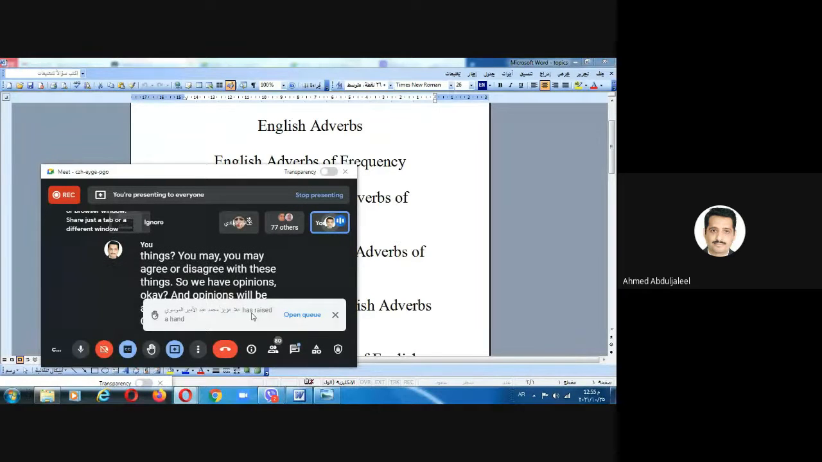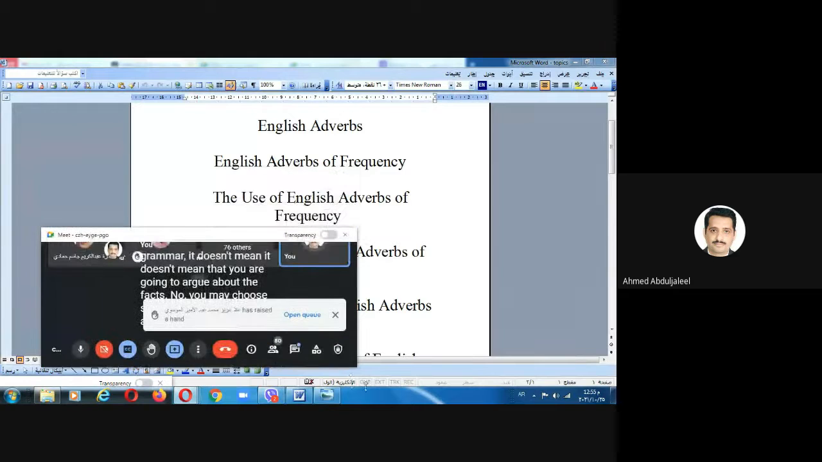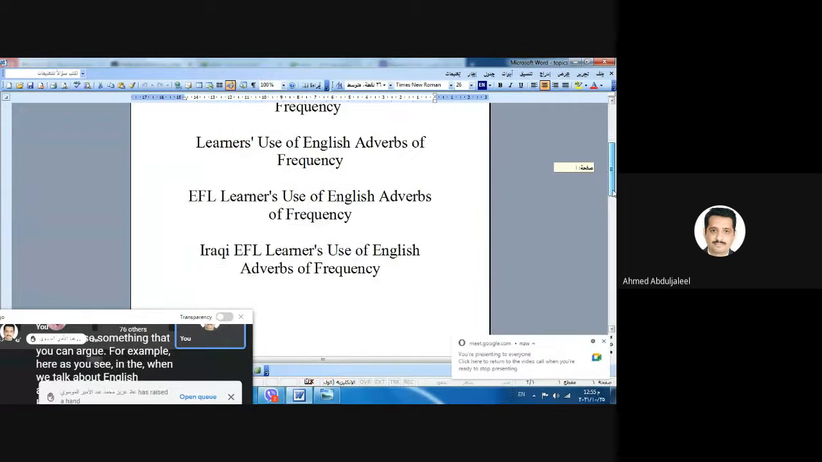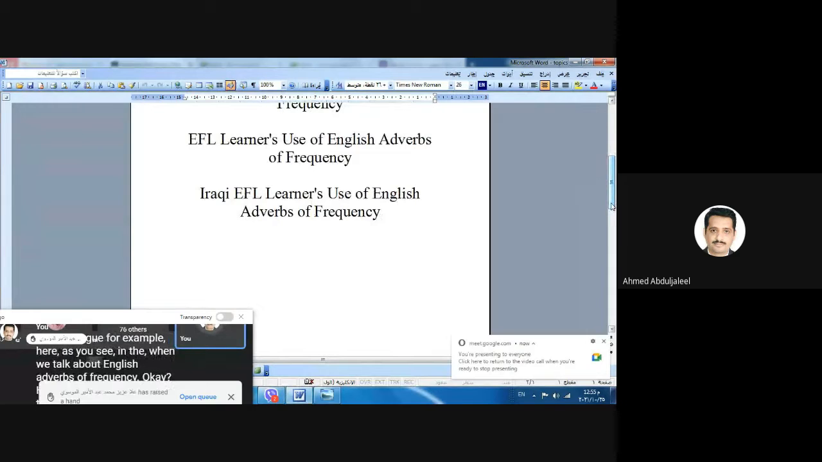But with grammar we have facts. It doesn't mean that when you write about grammar you are going to argue about the facts. No, you may choose something that you can argue. For example, here, when we talk about English adverbs of frequency, you can argue about these things. Here, Iraqi EFL learners' use of adverbs of frequency.